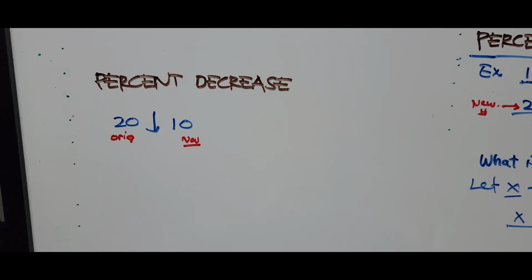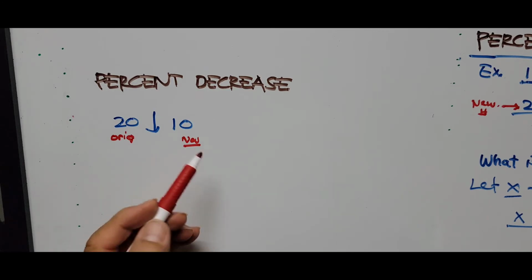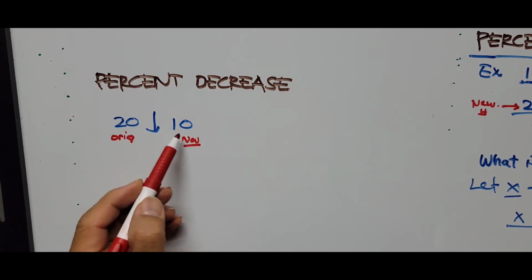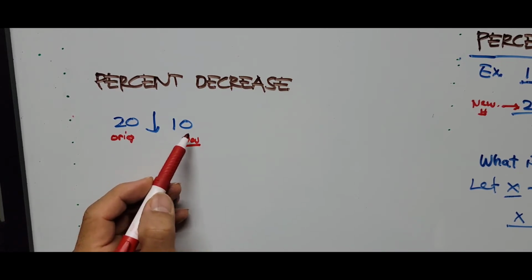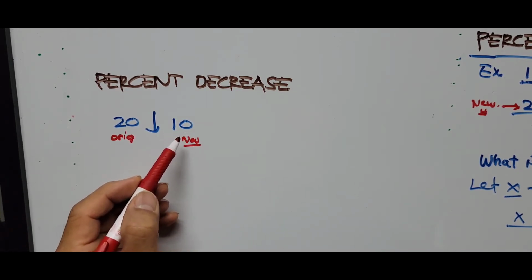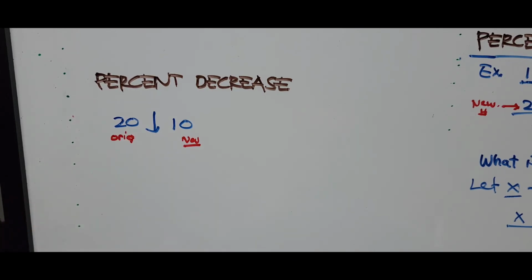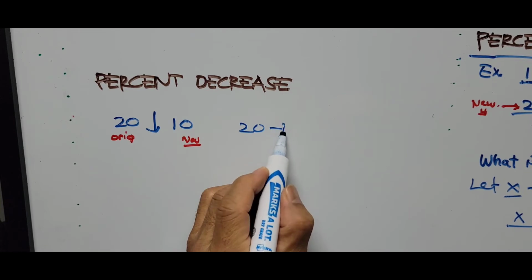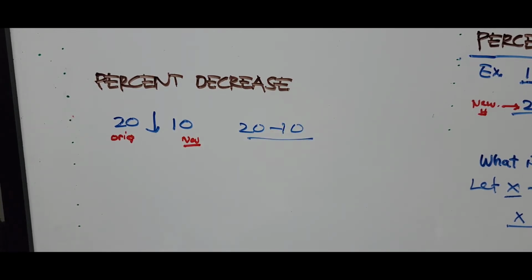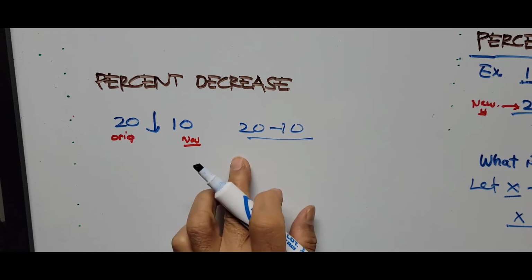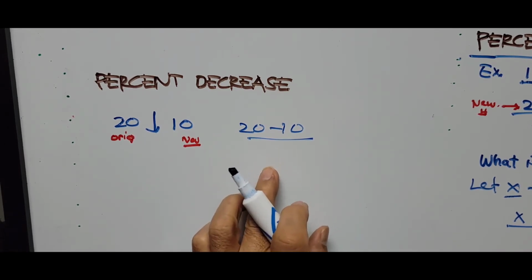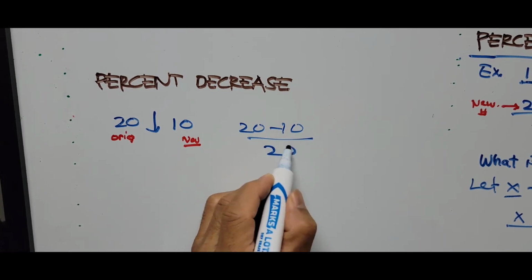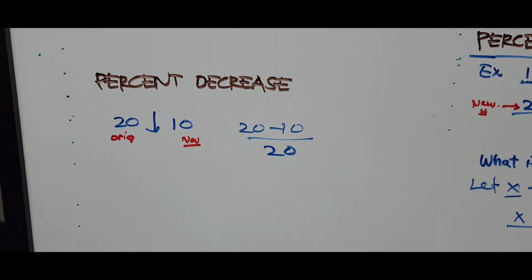Okay, and to compute the percent decrease, all we have to do is subtract. Always subtract the lower value. In this case, the new value is lower, or the amount is lesser than the original value. So what we have to do is subtract 10 from 20, that is 20 minus 10 divided by the original value. So the denominator would always be the original value, which is 20. So that's how to compute the percent decrease.